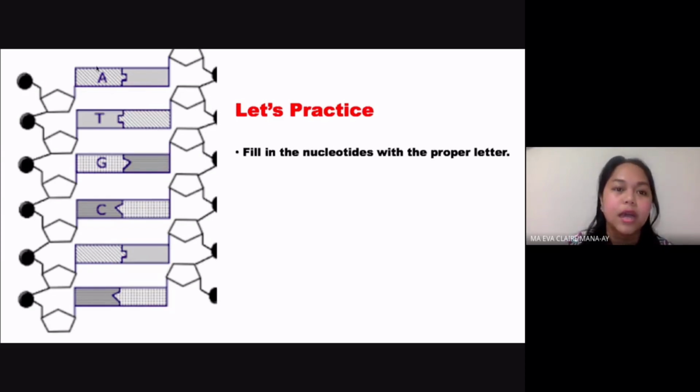So again, if you have an A here, that's your adenine, it is going to be paired with your letter T, that's thymine.